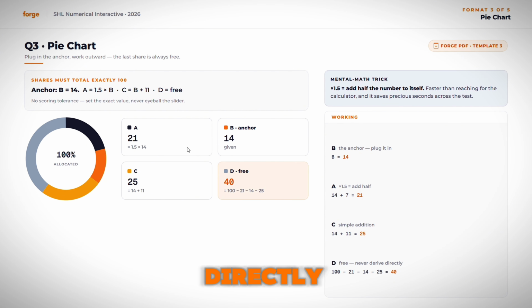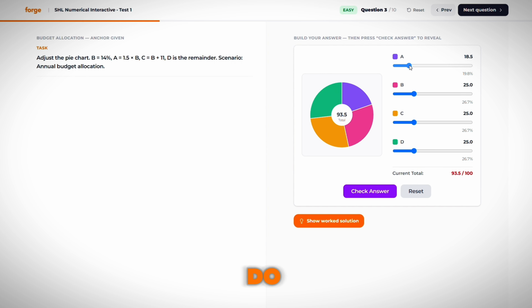You never have to solve it directly because the pie chart UI will automatically adjust for this answer and give you the right answer, assuming you've done everything else correctly. However, do remember, there's no scoring tolerance. Set the exact value and don't eyeball the slider.